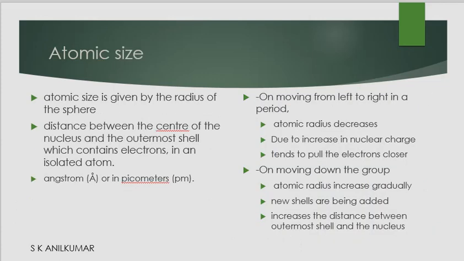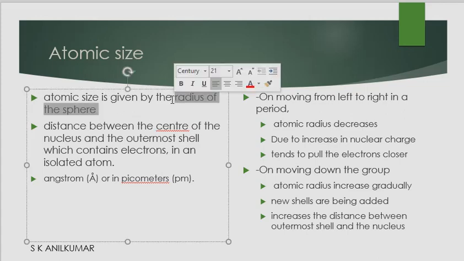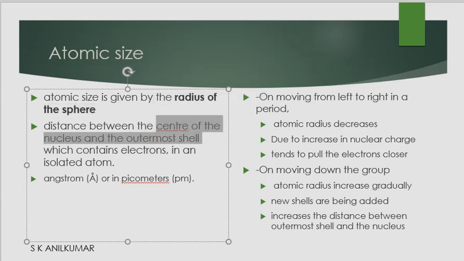Now coming to atomic size. Atomic size is the radius of the sphere. We assume that the atom is a sphere. The atomic size of an element is the radius of the sphere, the distance between the center, which is the nucleus, and the outermost shell that contains electrons in an isolated atom. It is measured in angstrom.